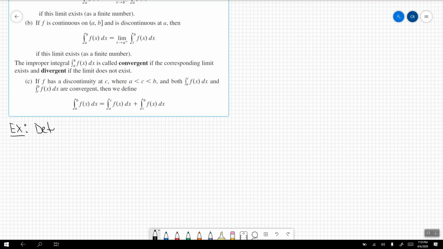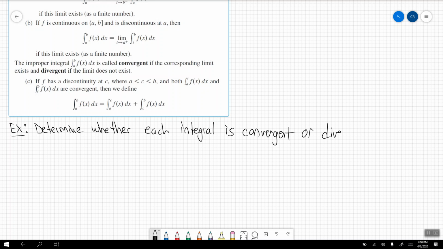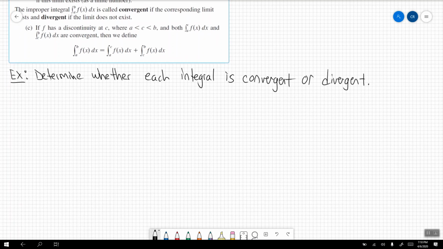We want to determine whether each integral is convergent or divergent. And needless to say, if it is convergent, we'll find that value. Part A, we're going to go from -1 to 2, and this is going to be for x divided by 1 plus x squared, dx.